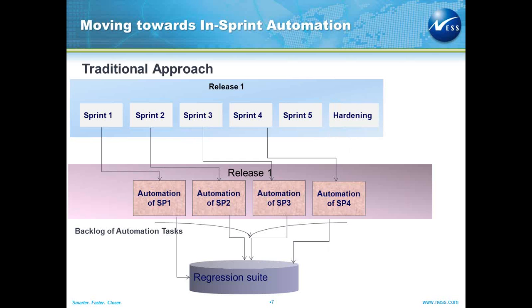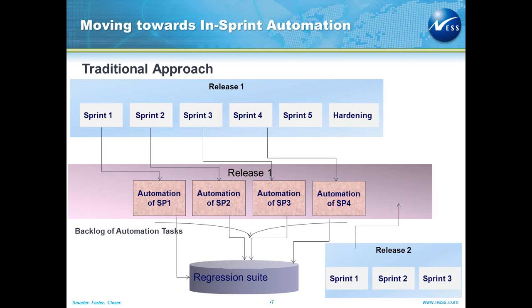This is my hardening phase. I have still not automated my entire suite. I have started beginning my release 2, but still I have automation tasks which are not yet being automated. And probably in release 2, I start automating some of the cases of probably even sprint 4 and sprint 5 as well. So this is a traditional approach.